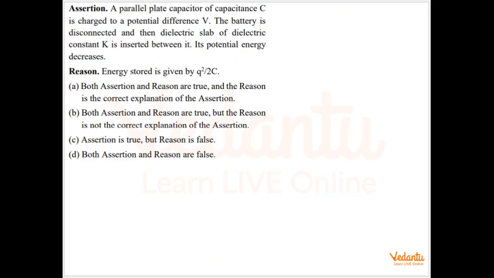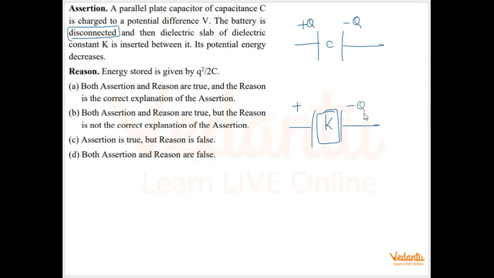A parallel plate capacitor of capacitance C is charged to a potential difference V. The battery is disconnected and then a dielectric slab of constant K is inserted between it. The potential energy decreases. Here, since the battery is disconnected, what I will say is that the charge remains constant. Let's say originally the charge is plus and minus Q. Finally, the charge will still be plus and minus Q. The capacitance will become K times.